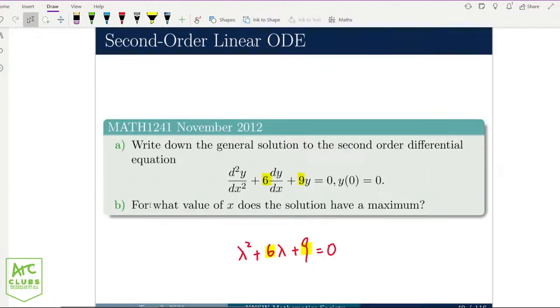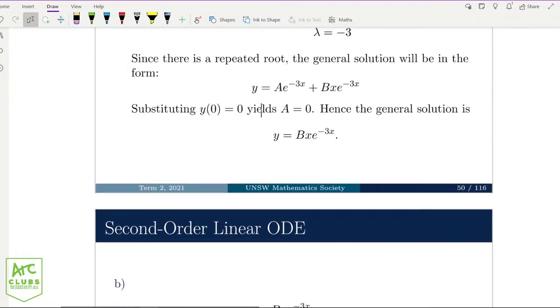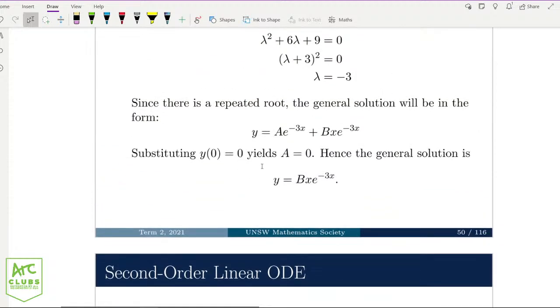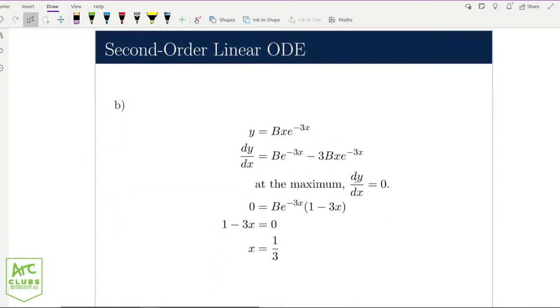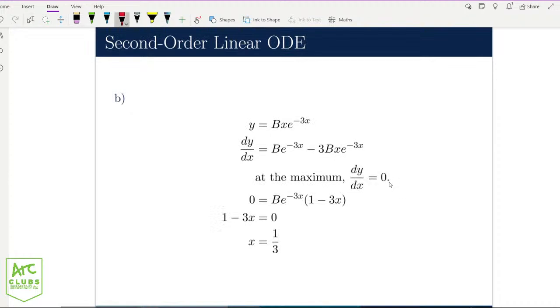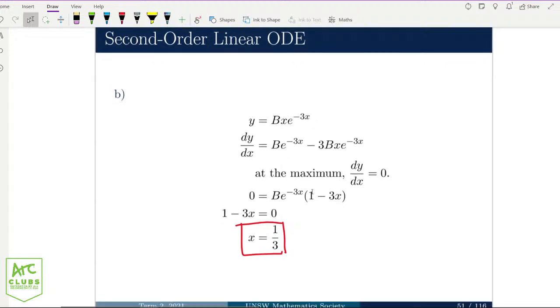Right. Part B, for what value of x does the solution have a maximum? Because we've already got the general form of the solution, we can find the maximum value by using differentiation. If we take the derivative, and when the derivative is equal to 0, it tells us that the solution has reached either a maximum or a minimum. So in this case, when dy/dx is equal to 0, we have x is equal to a third. So that's where our solution will obtain its maximum.